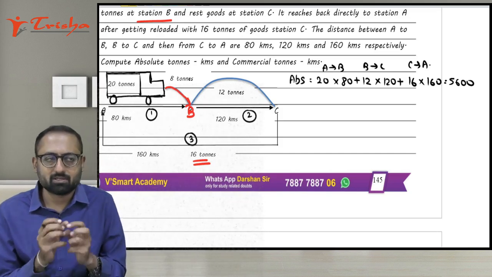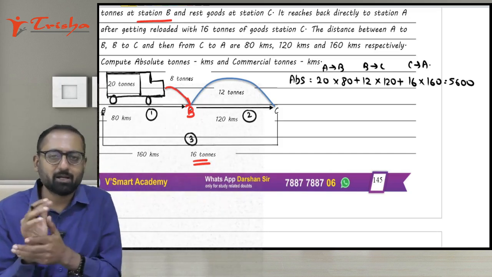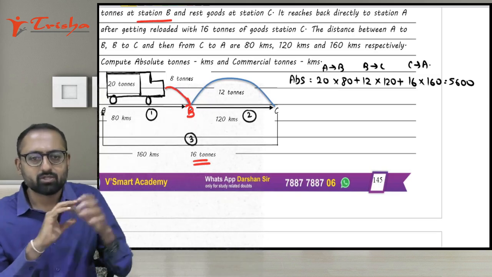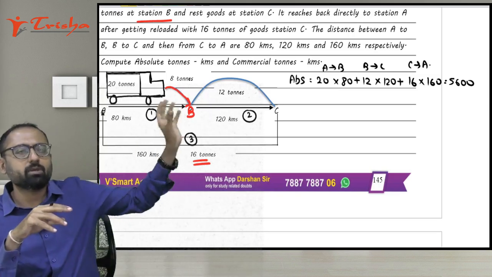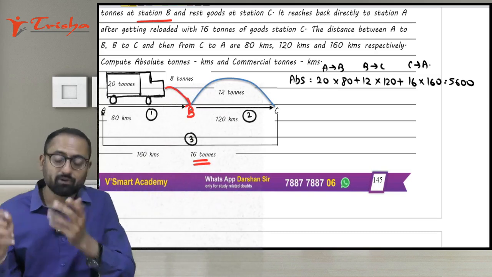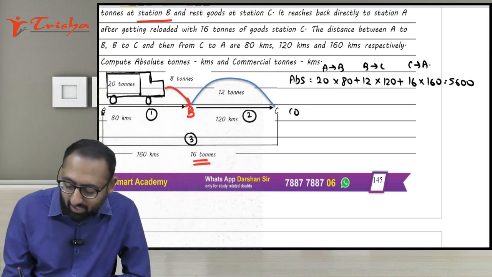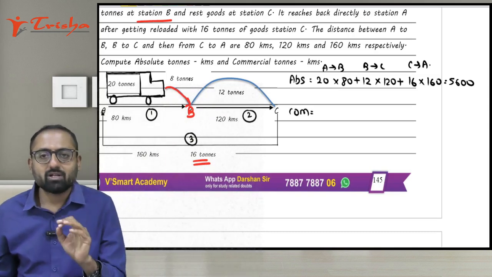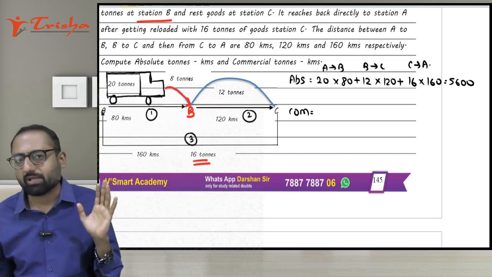So remember, tons kilometer means kilometer multiplied by tons. Absolute means actual. The journey is divided into 3 parts: A to B, B to C, and C to A. Now let's work out the commercial tons kilometer. As I already told you, commercial tons kilometer is nothing but you have to work out the average.